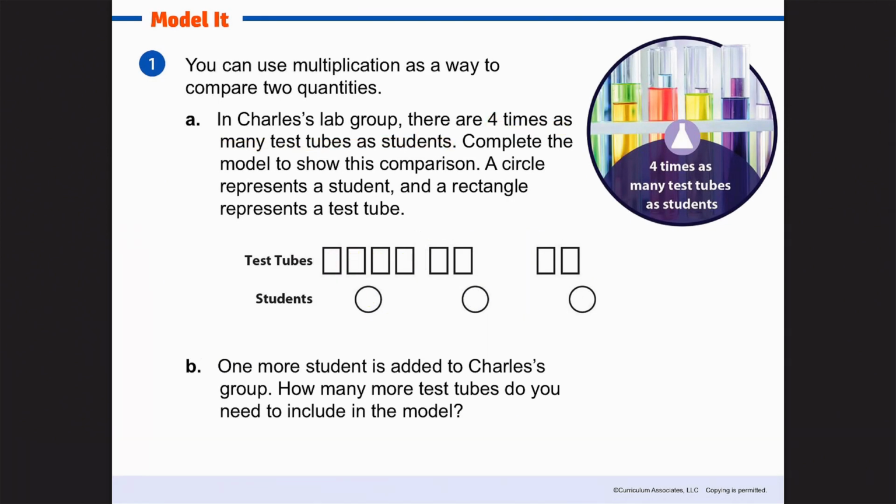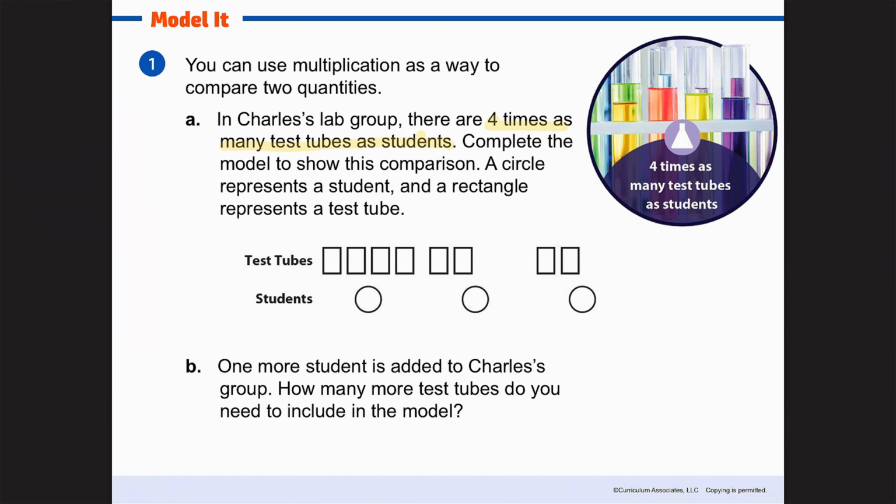So let's look at this first example. You can use multiplication as a way to compare two quantities. So we're looking here at A. In Charles's lab group, there are 4 times as many test tubes as students. So there's my ratio. I'm just going to go ahead and highlight that because that's my ratio that it's telling me. There are 4 times as many test tubes as students. That's the main number that I need to be looking at.